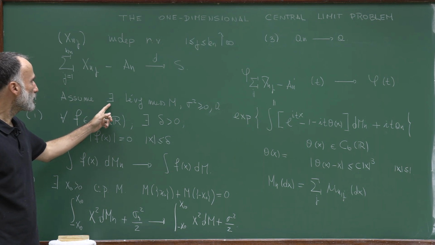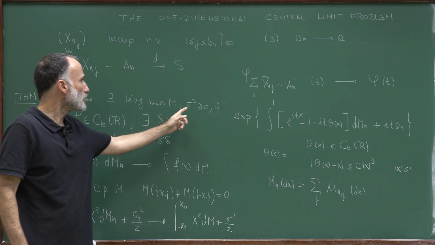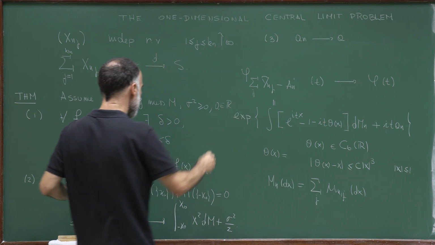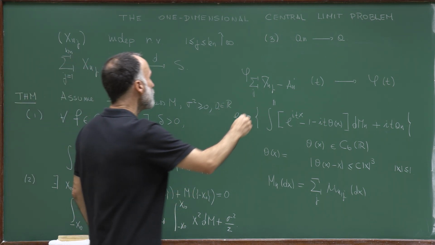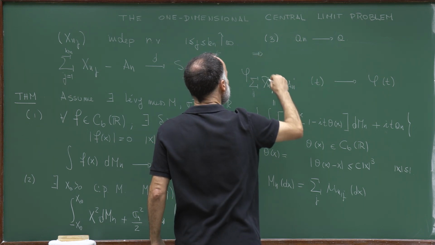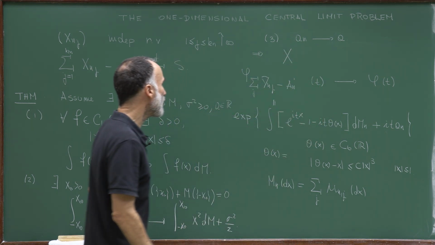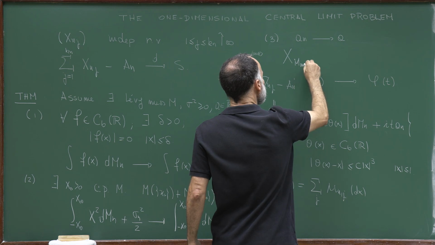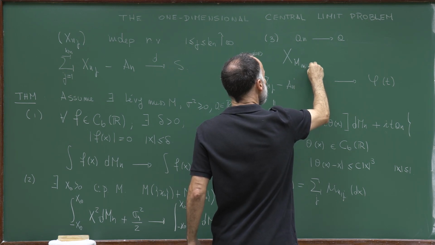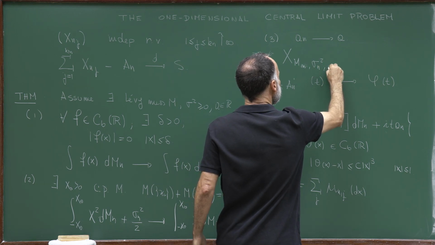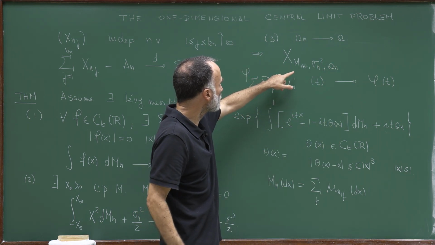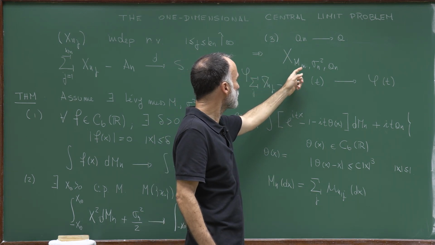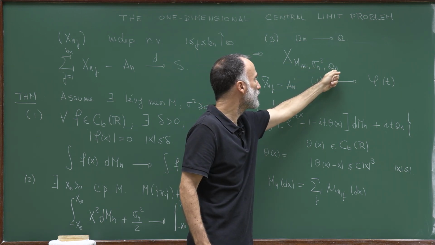I'm assuming that there exists a Levy measure M, a non-negative constant sigma square, a real number A, for which these three conditions hold. Then the theorem states that, if I consider a random variable x which has the distribution associated to mn, sigma n squared, and an. So remember, this is saying that x has an infinite divisible law, which has parameters mn, sigma n squared, an.